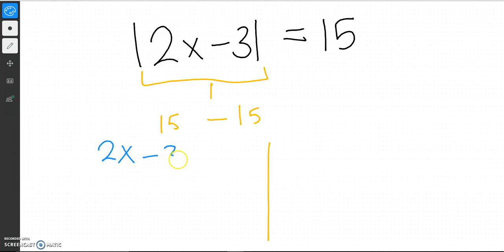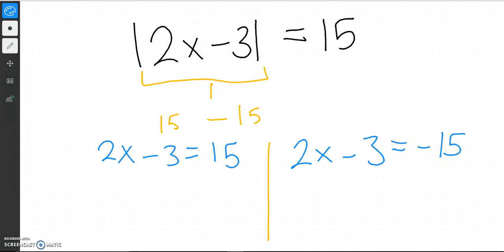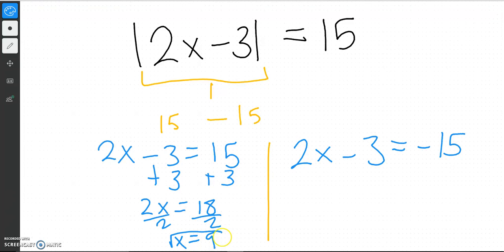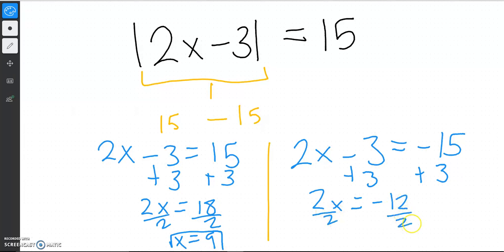So 2x minus 3 is equal to 15, and 2x minus 3 is equal to negative 15. So here's my positive side, here's my negative side. Add 3, get 2x is equal to 18. Divide by 2, x would give me 9. So there's one of my answers. I'll do the same thing to the other side. I'll add 3. I'll get 2x is equal to negative 12. Divide by 2, and get x is equal to negative 6.